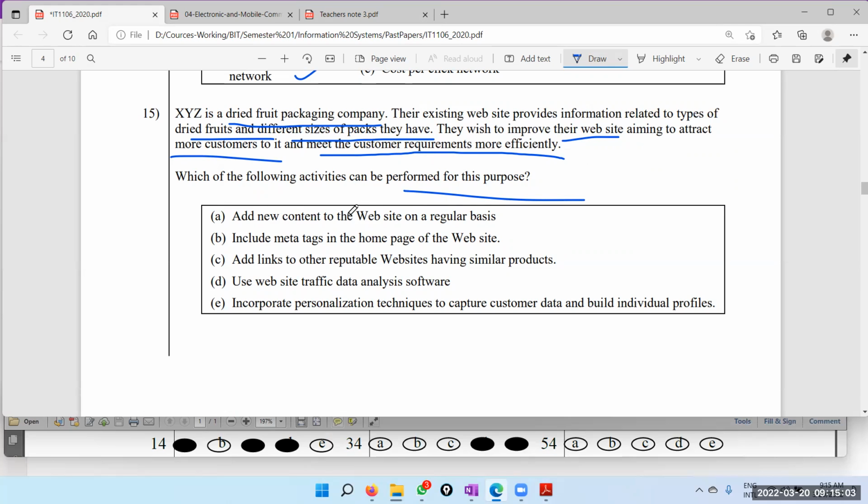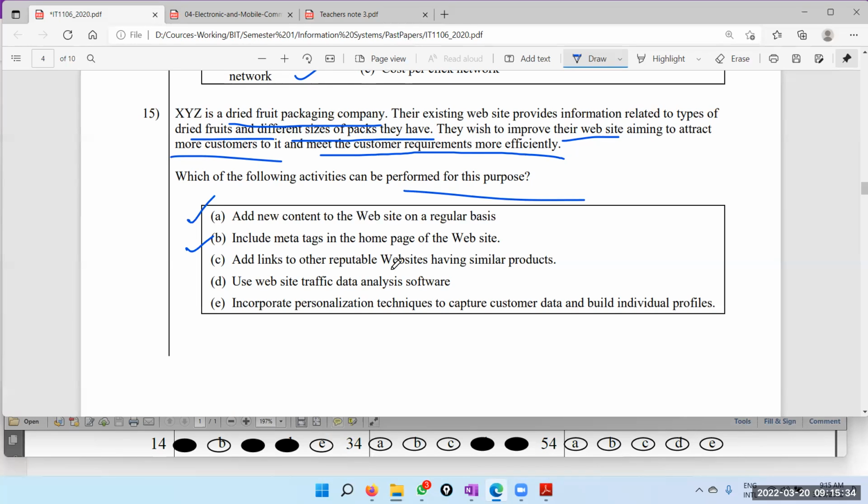Add new contents to the website on regular basis. That is good, right? So when new contents, useful contents are published, more and more people will visit your site. Include meta tags in the home page of the website. Not only home page, in any page, if you have proper meta tags, that means it's search engine optimized, right? Right. So meta tags help search engines to identify your context so that they can give it in the search results.